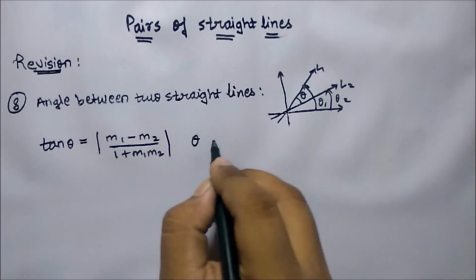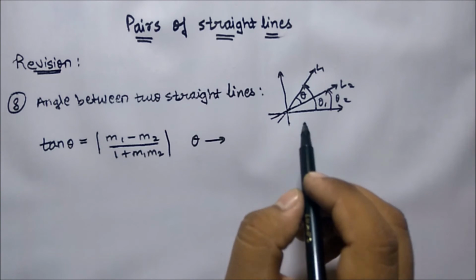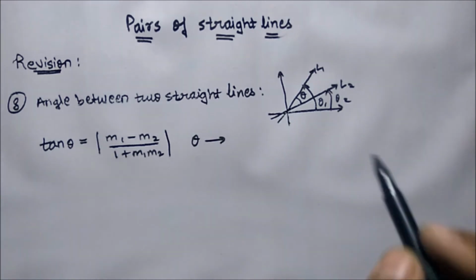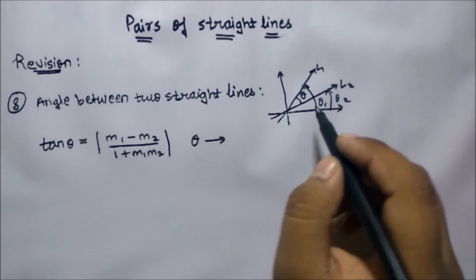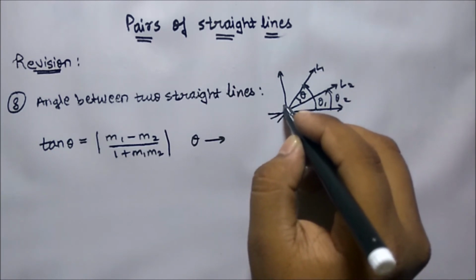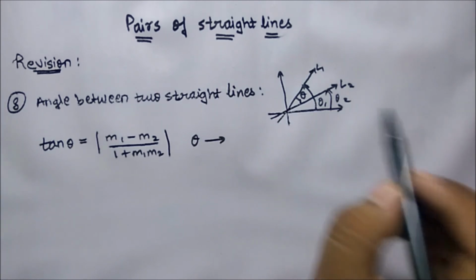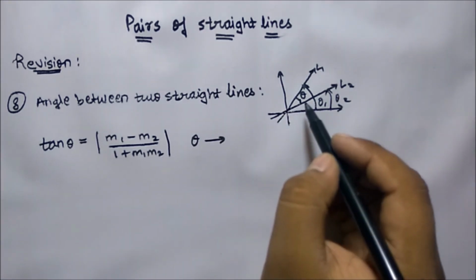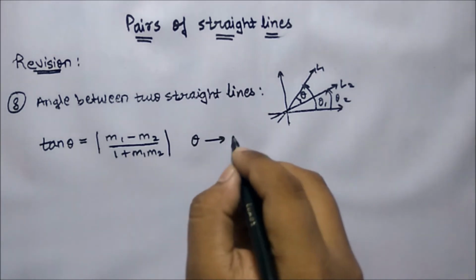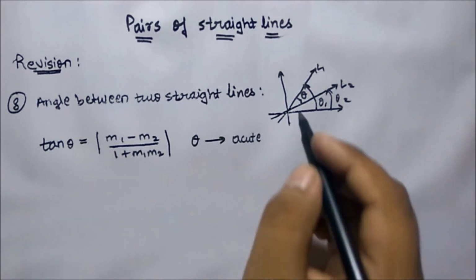Here we should keep in mind that theta, the angle which we get between the lines, is an acute angle between the lines. There are two angles between the lines. One is this theta and the other one is this one. This is the obtuse angle between these two lines. But what we get from this result is the acute angle between these two lines.